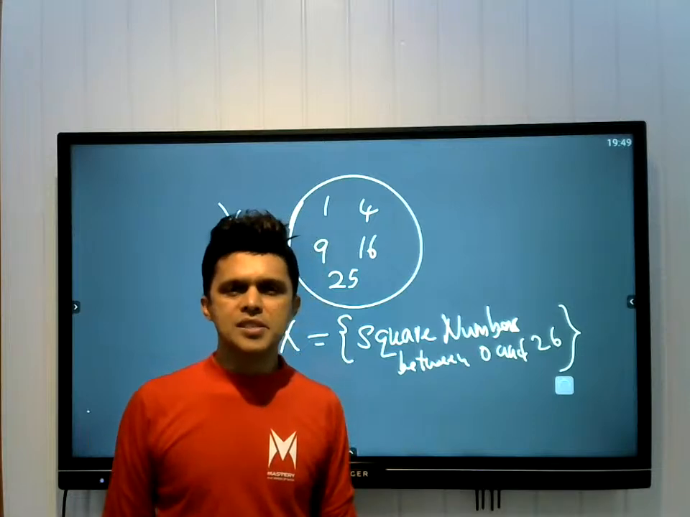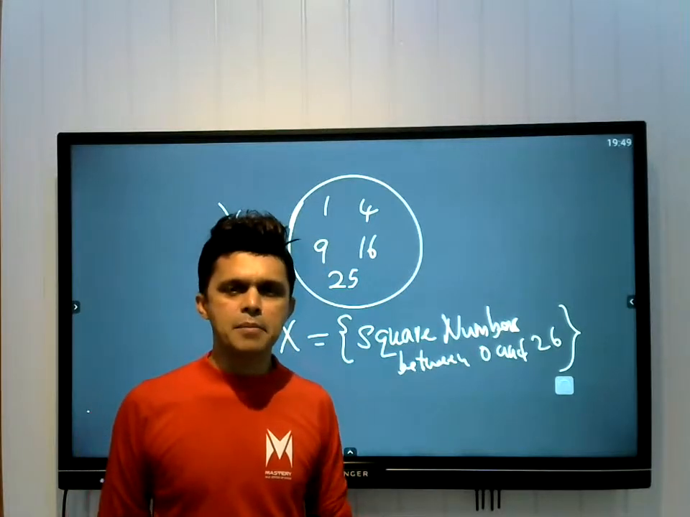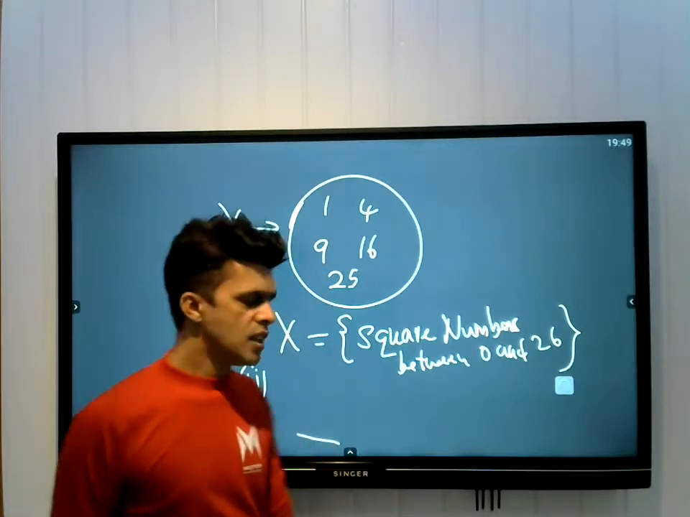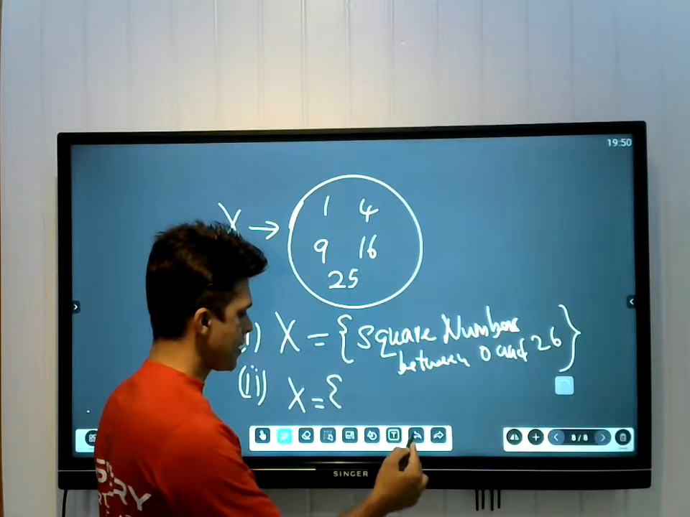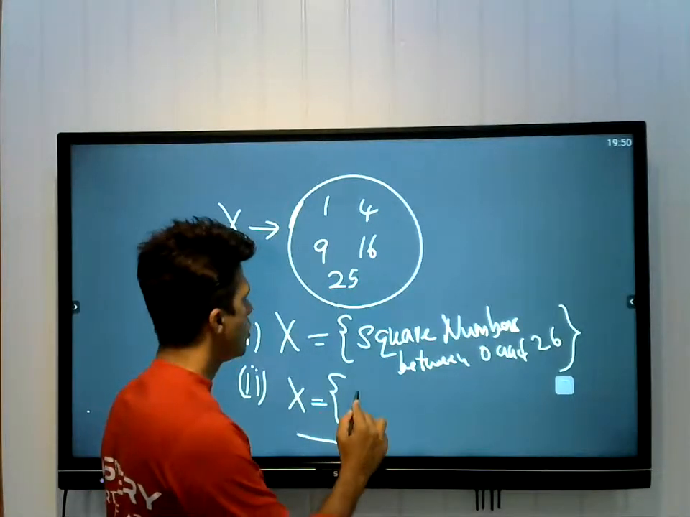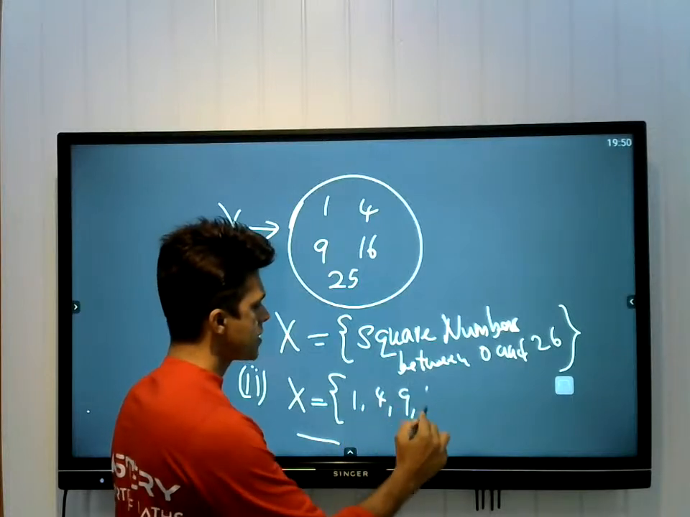Next, if the paper asks you to list out these elements, all these elements can be entered into the set X, which means X equals 1, 4, 9, 16, 25.